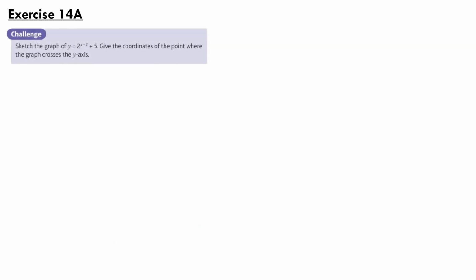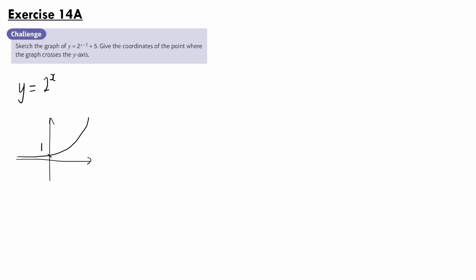Okay, our first question from exercise 14a asks us to sketch the graph of y equals 2 to the power of x minus 2 plus 5 and to give the coordinates of the point where the graph crosses the y-axis. So we can think about this graph as a transformation of the graph y equals 2 to the power of x, which is a much easier graph to draw. That looks something like this, where we have the x-axis as an asymptote, and the y-intercept is going to be 2 to the power of 0, so that is just 1.